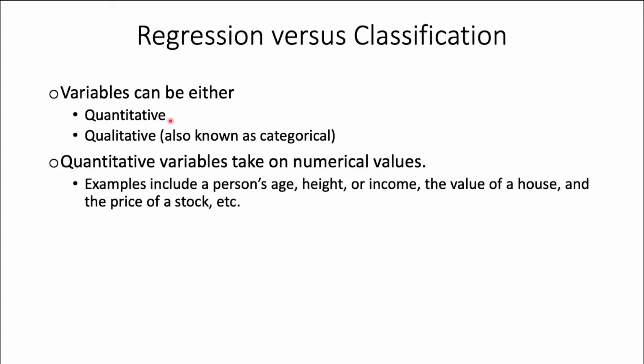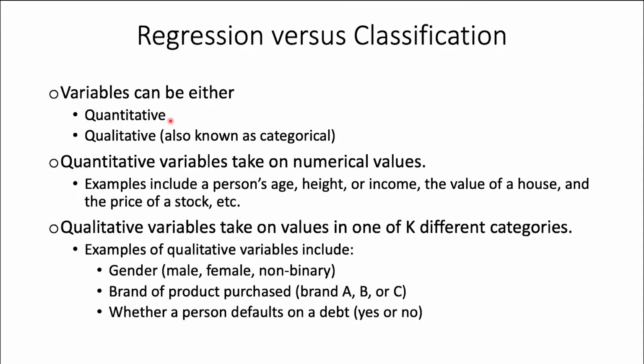Examples of quantitative variables include a person's age, height, income, and the value of a house, which we've talked about a little bit before. And the qualitative variables include things like colors, gender, a brand of a product, A, B, C, or whether the person defaults on debt or not, so yes or no. Okay. Any questions about this so far?